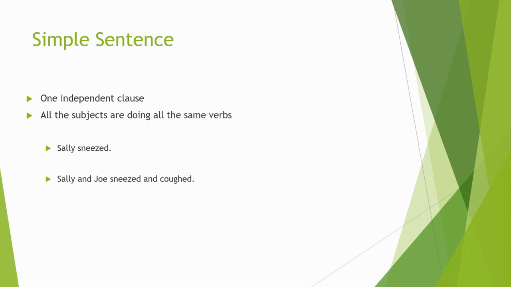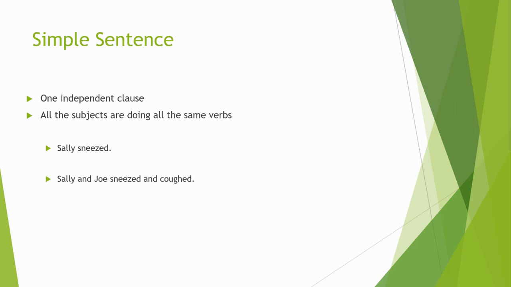All right. So, review of what we've covered. Simple sentences. Okay. Remember, a simple sentence is one independent clause. That's all it is. Nothing less, nothing more. One independent clause, period. Boom. That's a simple sentence. In a simple sentence, all the subjects are doing all the same verbs. That's the key. If all of the subjects are doing all of the same verbs, it's a simple sentence. It doesn't matter how long or how short it is.